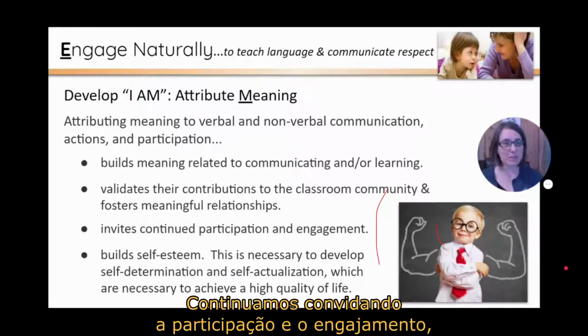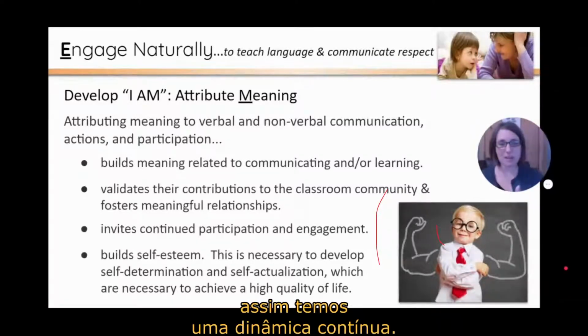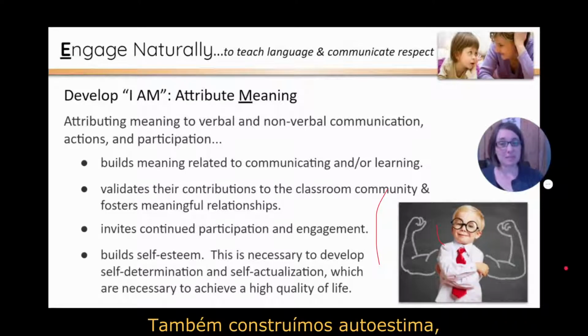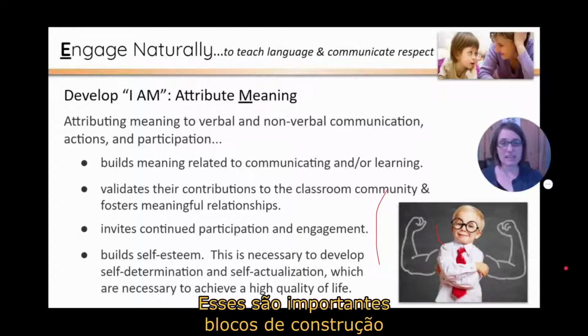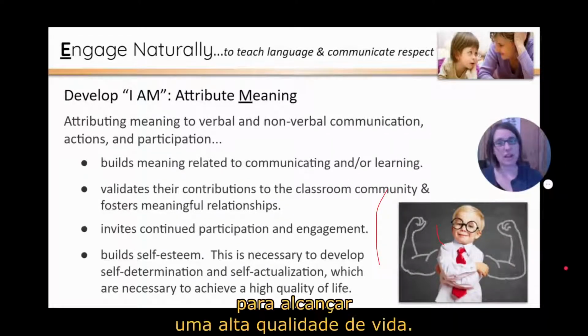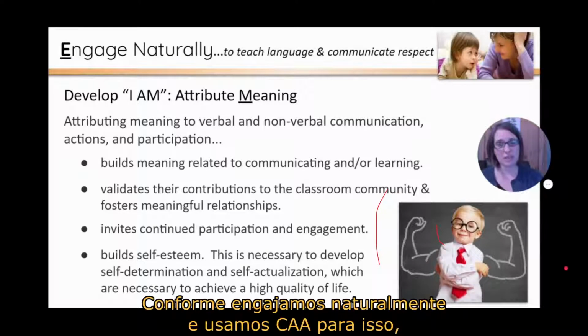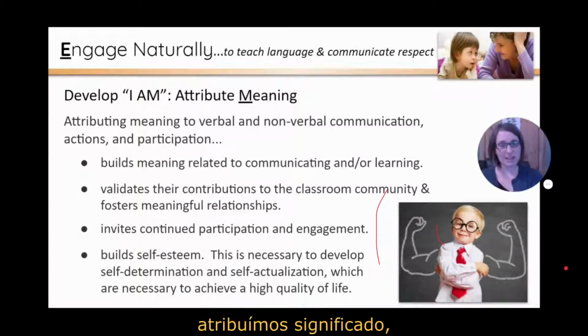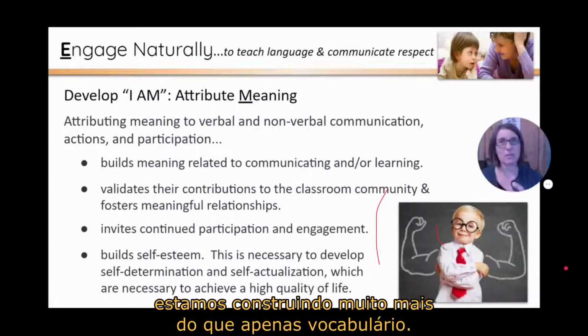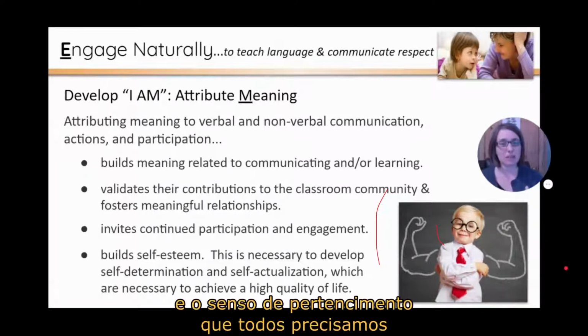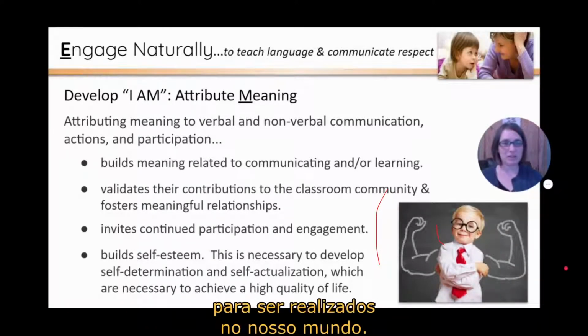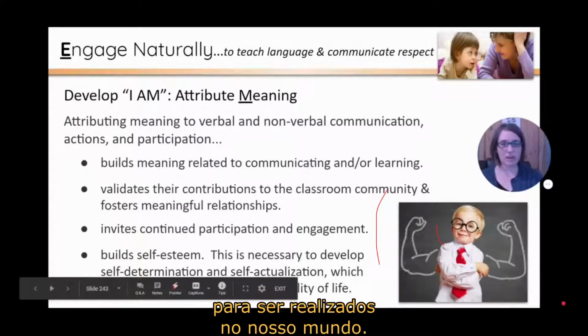We continue to invite participation and engagement so that we have an ongoing dynamic. We also build self-esteem, which is really necessary for self-determination and self-actualization. And these are important building blocks in achieving a high quality of life. So as we engage naturally and we use AAC to do it, we attribute meaning. We are building so much more than just a vocabulary, but we're really building that sense of self and that sense of belonging that we all need in order to achieve in our own worlds.